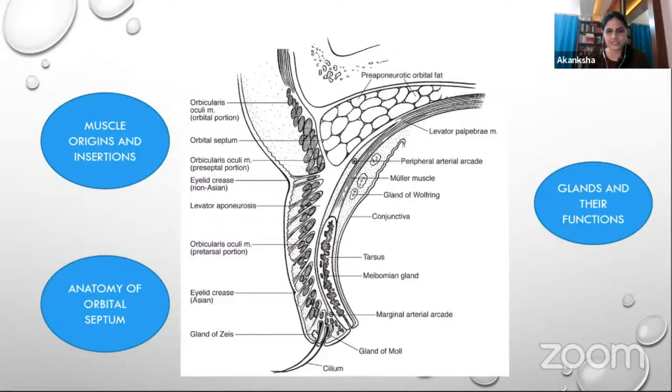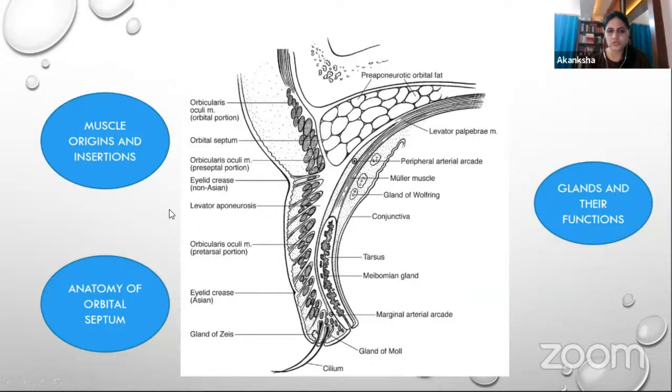So this is a more detailed picture where it also shows you the levator palpebrae muscle. It also shows you the tarsus. And like I was saying, the Meibomian glands are a part of the tarsus itself. It also shows you some eyelashes and the glands that are surrounding these eyelashes. So they are the glands of Zeis and Moll. They both also have a role in maintaining the tear film stability. I'll be discussing their role in the future slides.